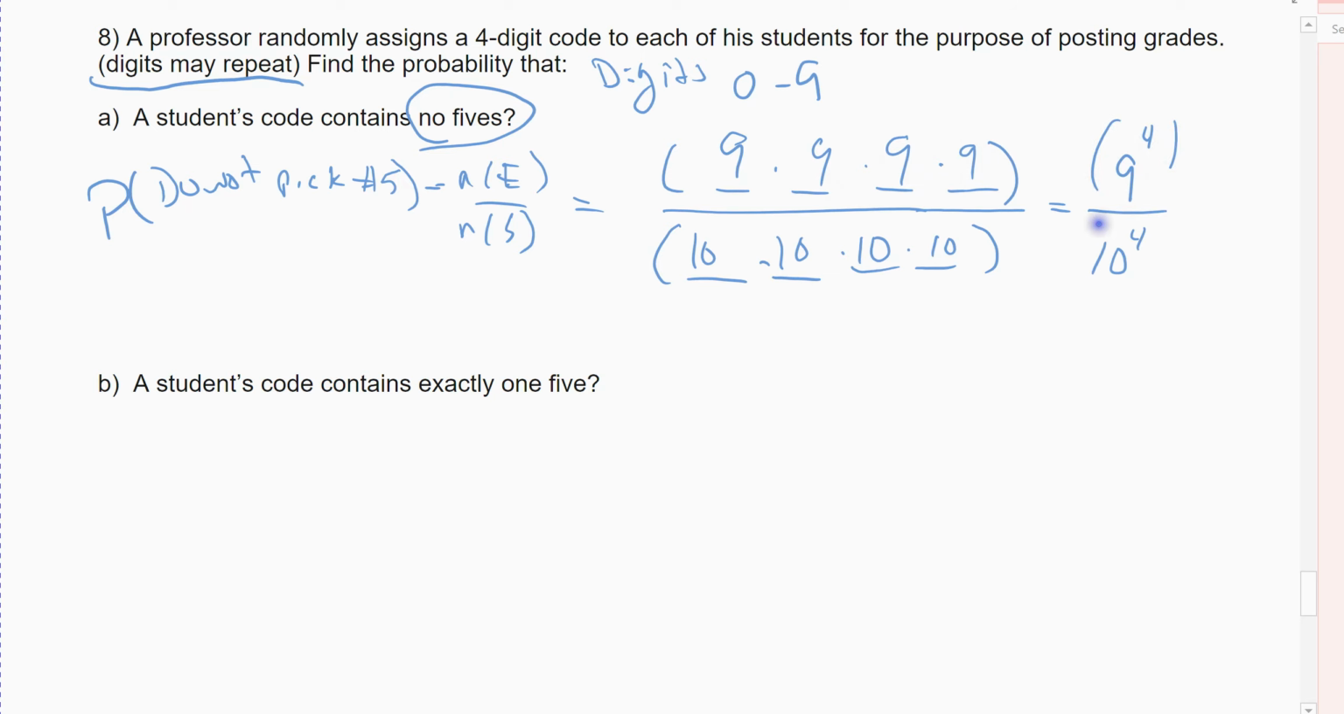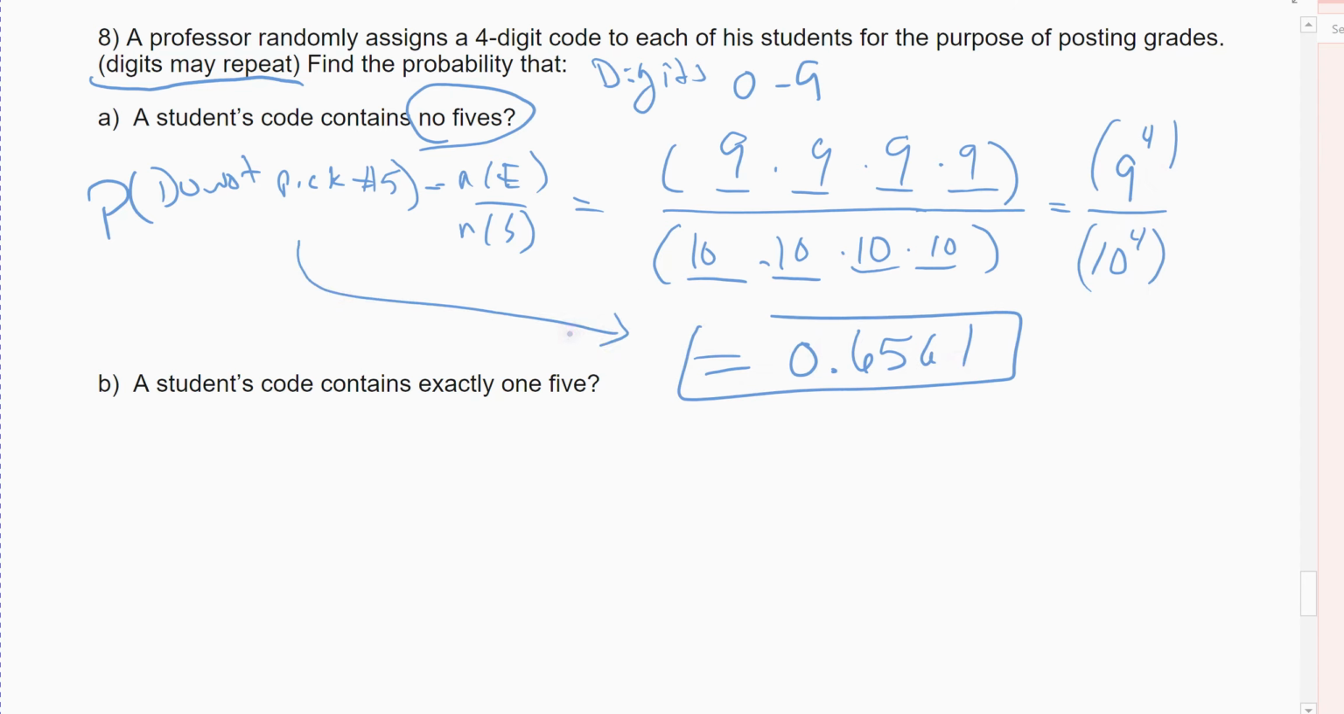Make sure you're careful when you're typing that out on the calculator. It's 9 to the 4th divided by 10 to the 4th, which comes out to 0.6561. So if you get a randomized 4-digit code where you can repeat your digits, the probability you don't contain a number 5 is a little over 65% chance.